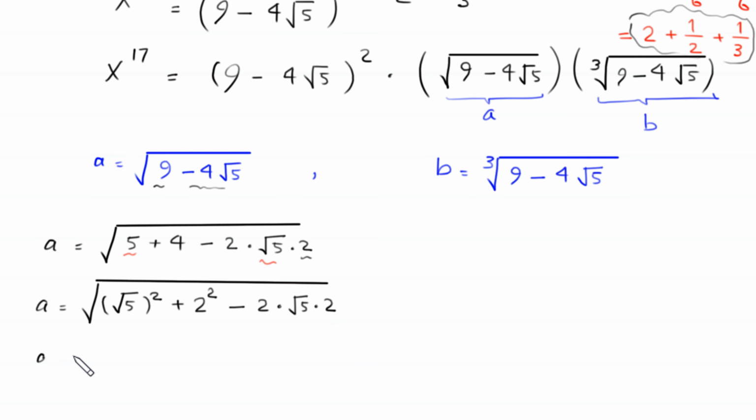Next, a is equal to the square root of root 5 minus 2 whole squared, and this square will be cancelled out with the square root, and we are left with a is equal to root 5 minus 2. So we simplify this one.